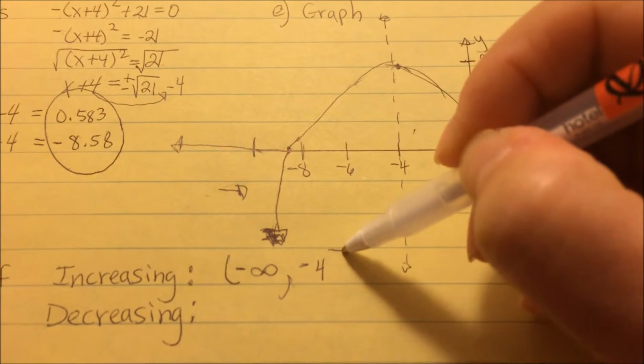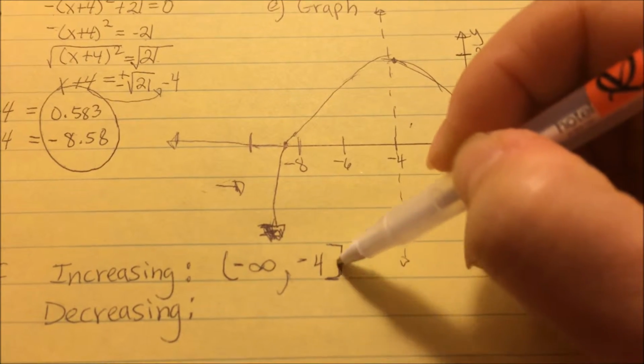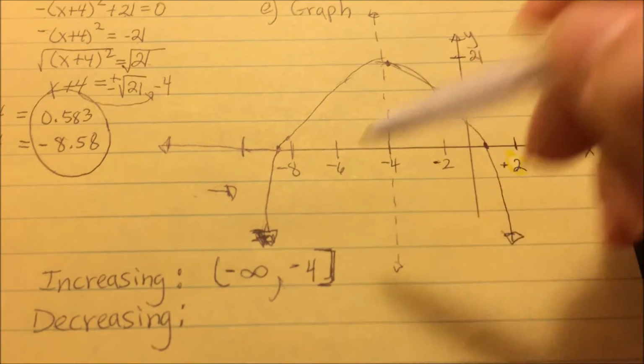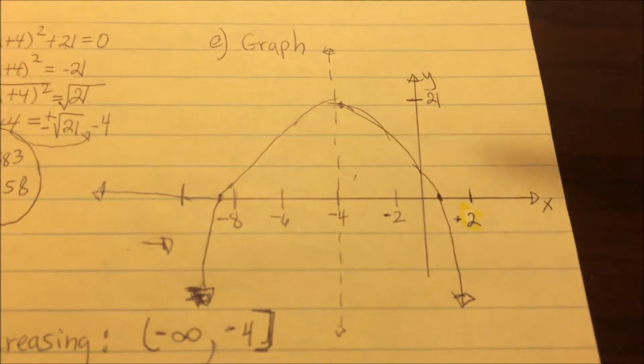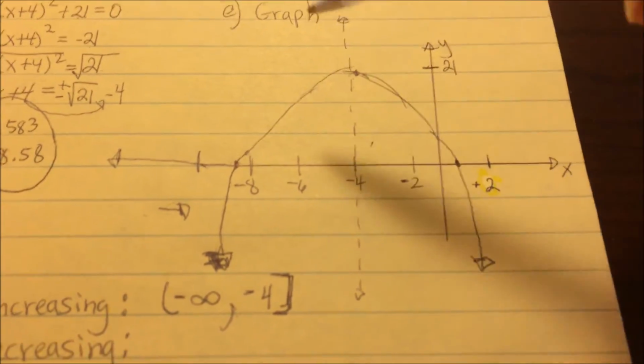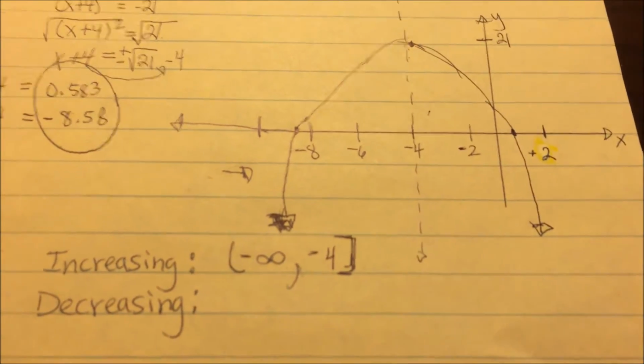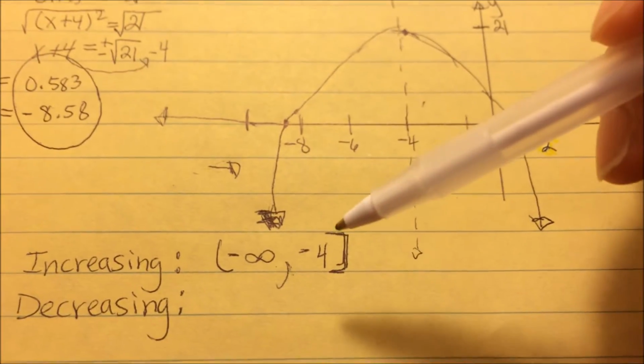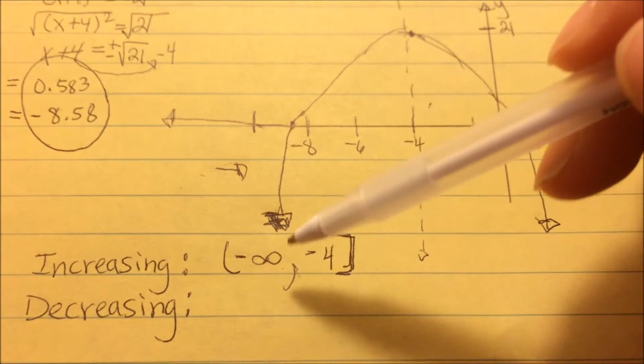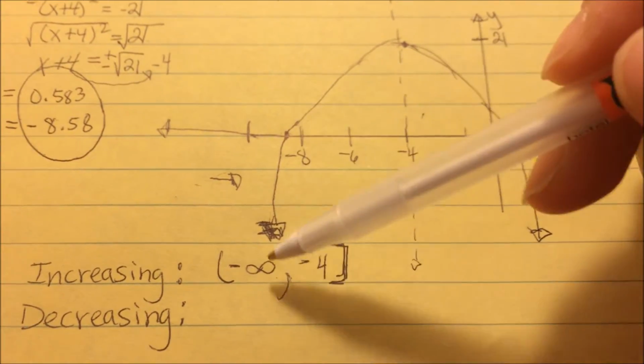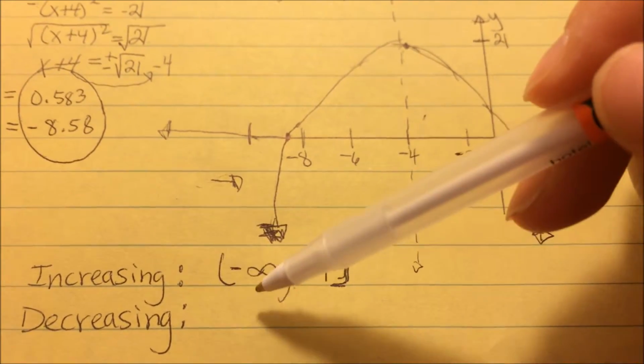Now, negative 4 is also going to be a bracket right there because it's a finite number, meaning that we know for sure it stops at negative 4. So that's why negative 4 is a bracket. The infinity is always parentheses because we don't know. It's not a finite number. It's an infinite number because it continues on forever. So that's why this part right here is the parentheses.